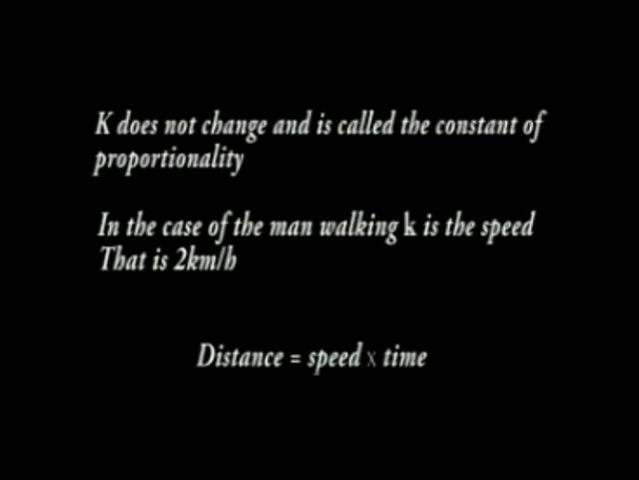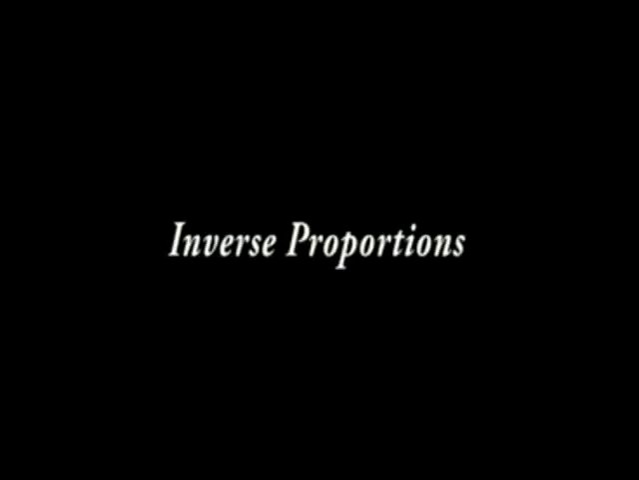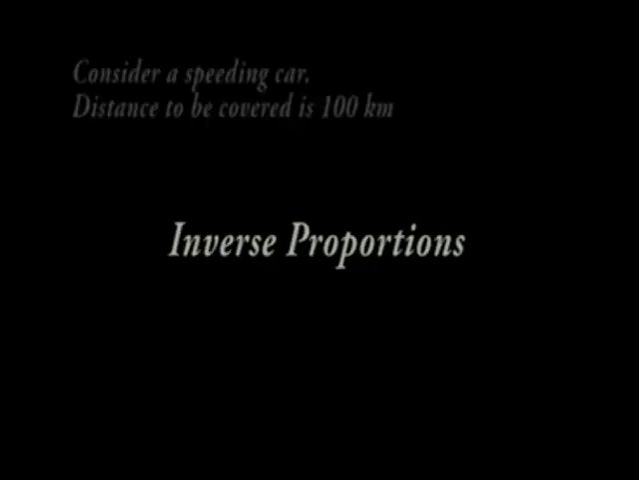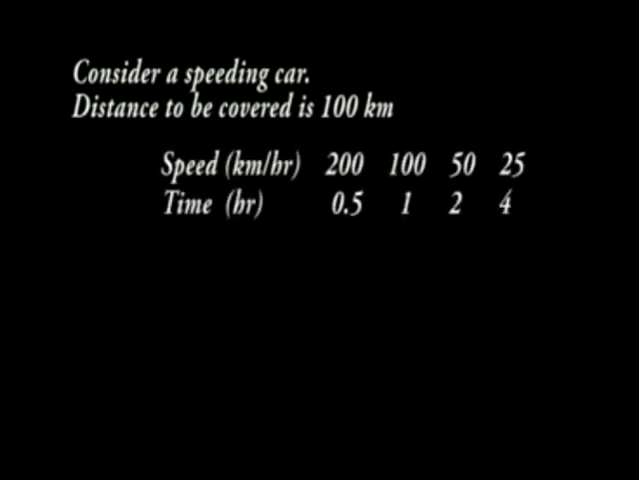Let us now look at inverse proportion. Now consider the same speeding car, assuming the distance to be covered is 100 kilometers. If the car travels at 200 kilometers per hour, it will take half an hour to complete the journey. If it travels at 100 kilometers per hour, it will take a whole hour. If it travels at 50 kilometers per hour, it will take 2 hours. This can be shown as in this table.